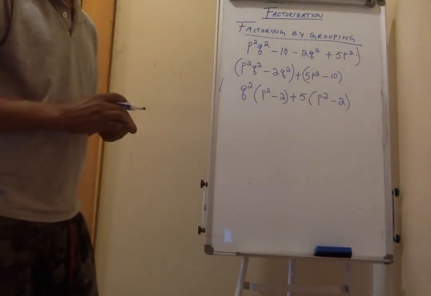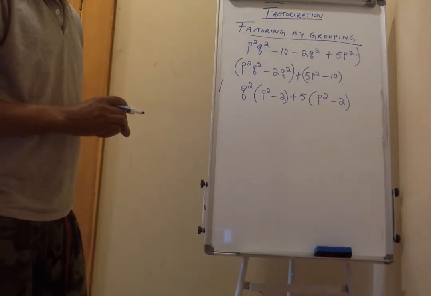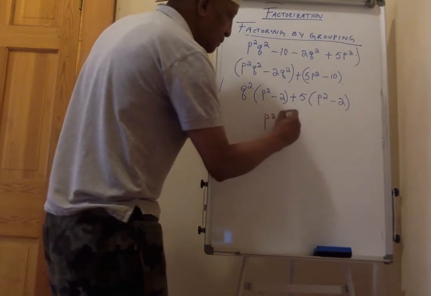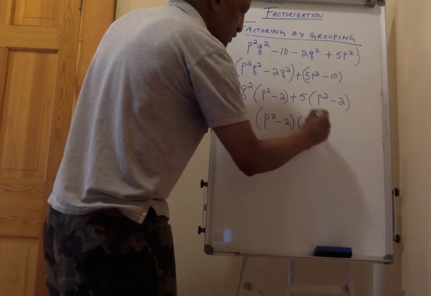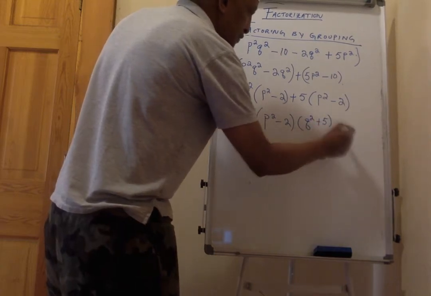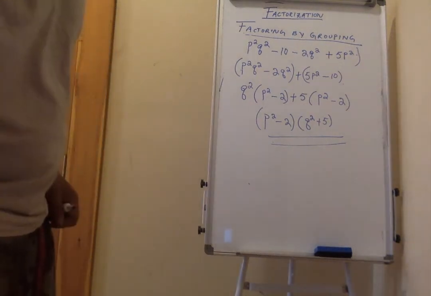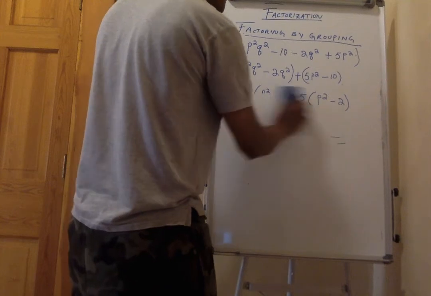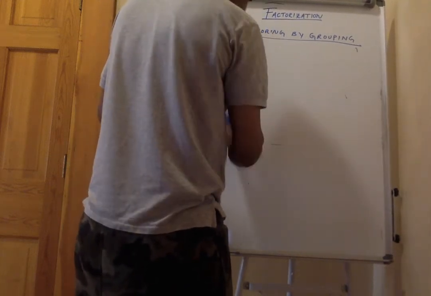Now I know we have factored the two binomials. So we have what? p squared minus 2 is one of them, and q squared plus 5 is the other. And we're done. Okay. Let's see whether we can do another one.